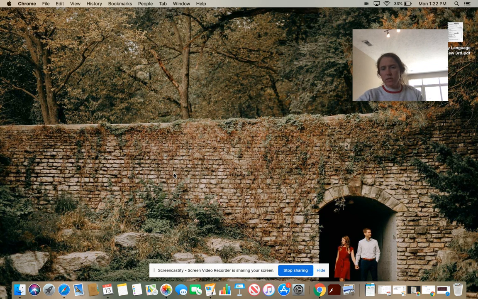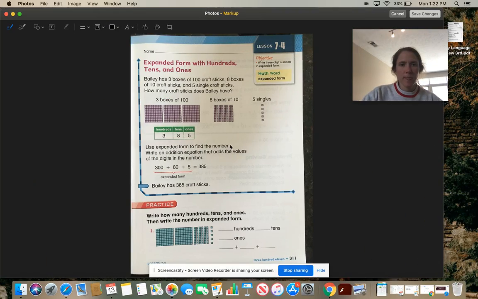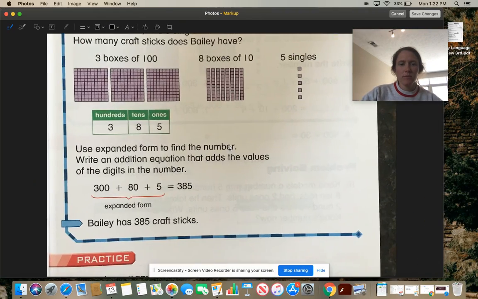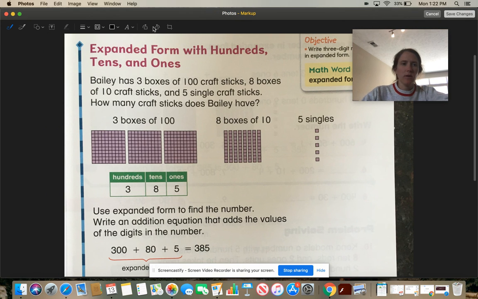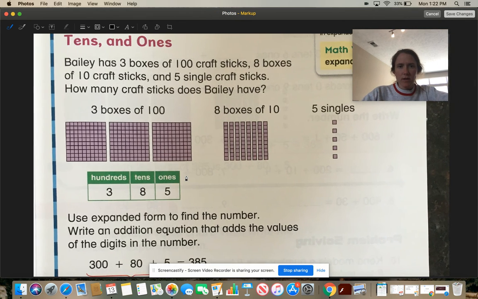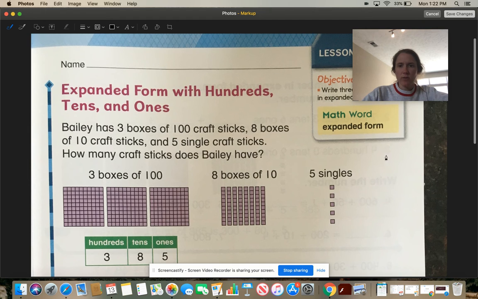Hi guys. So today for math, we're going to be going over lesson 7.4, which is expanded form. So let me pull up the page. We're going to be going over expanded form with hundreds, tens, and ones. Let me try to make my page a little bigger. There we go. So our math word is expanded form.